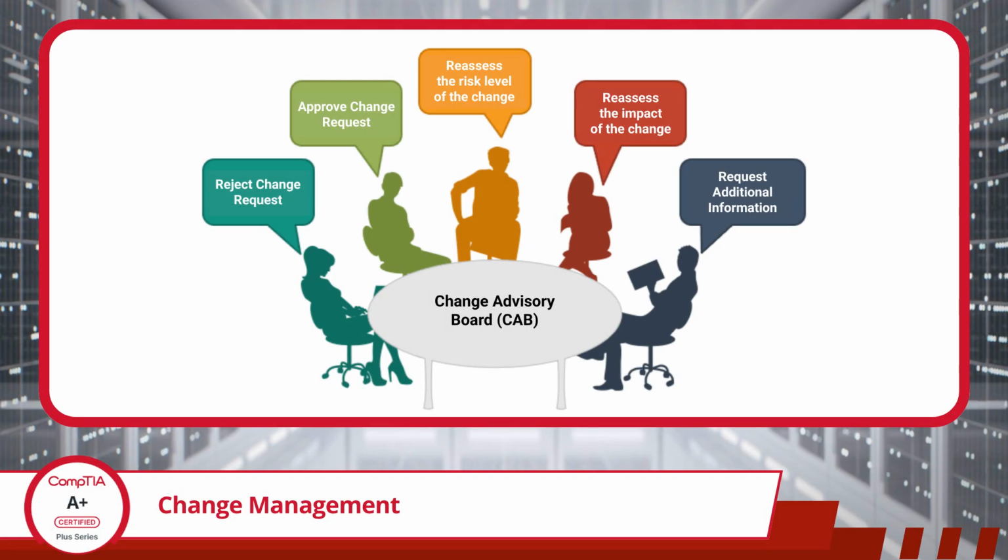Once all planning and documentation is complete, the change request moves to the Change Advisory Board, commonly referred to as the CAB. The CAB is a group of stakeholders, managers, and technical experts responsible for reviewing proposed changes. Their job is to evaluate risks, ensure the change aligns with business goals, and decide whether the change should be approved, denied, or modified before moving forward.